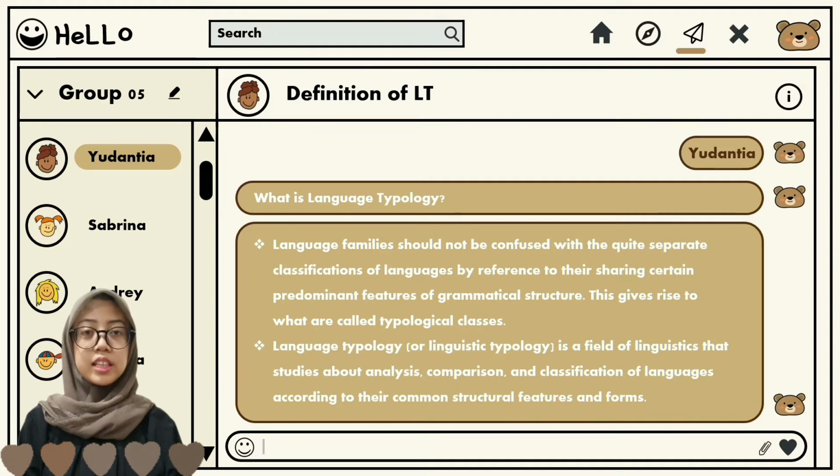In general, language families, as conceived in the historical study of languages, should not be confused with the quite separate classification of languages by reference to their showing certain predominant features of grammatical structure. Such classification gives rise to what are called typological classes. So, what is linguistic typology? Linguistic typology is a field of linguistics that studies the analysis, comparison, and classification of languages according to their common structural features and forms.